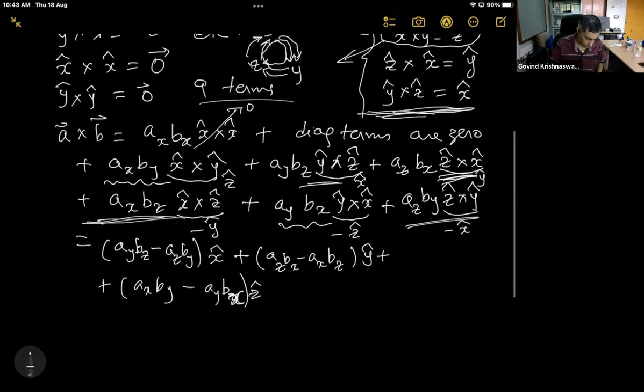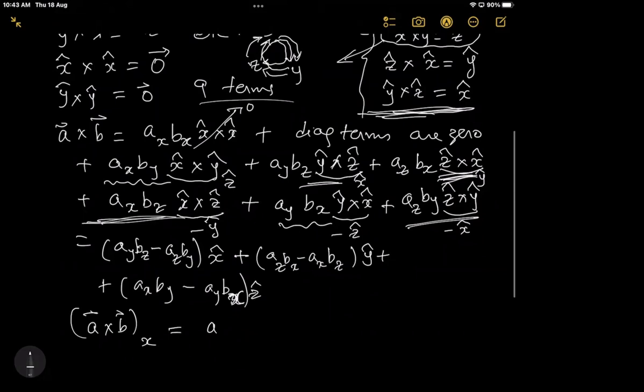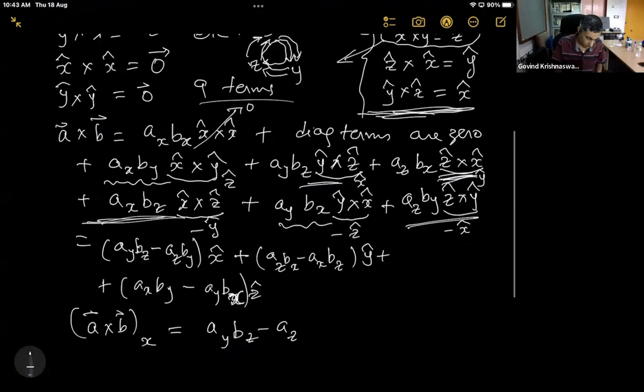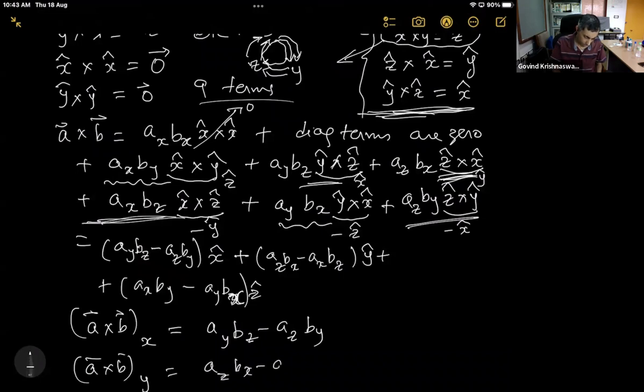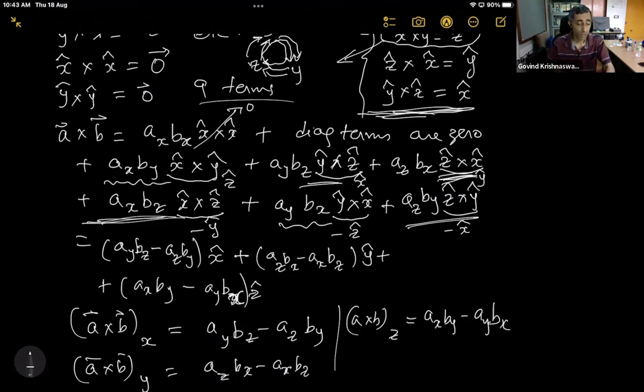So let us summarize the answer. A cross B, the x component thereof, is AYBZ minus AZBY. And so on. I can summarize the rest of them. A cross B, the Y component, is AZBX minus AXBZ, and finally A cross B, the Z component, is AXBY minus AYBX. All right, so this is the answer that was expected, and this would be a way to deduce it.